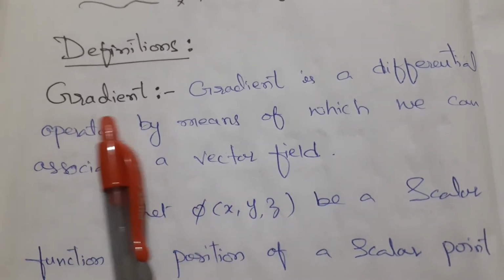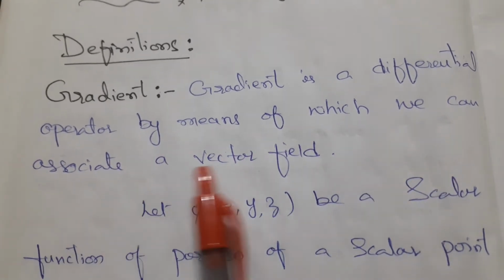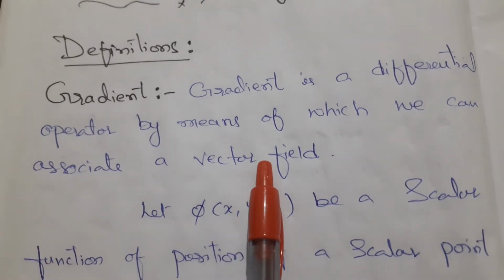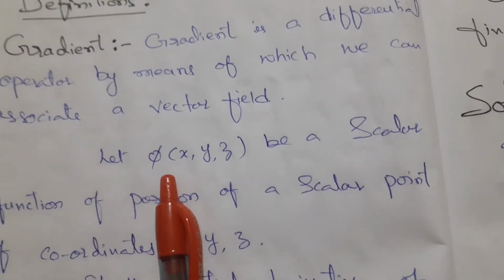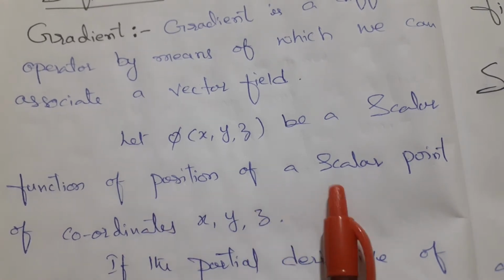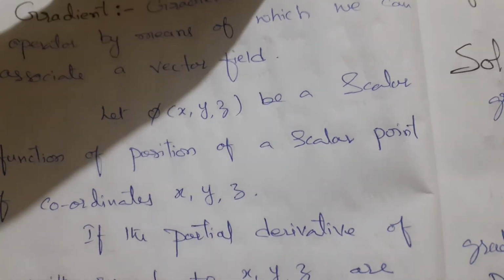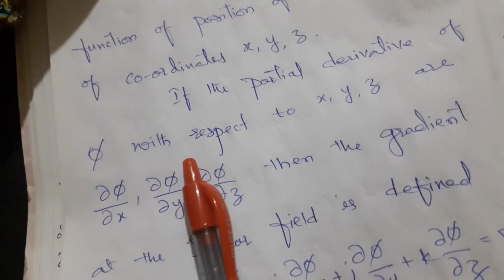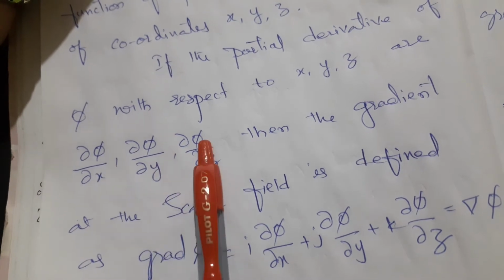Here, gradient is a differential operator by means of which we can associate a vector field. So when the del operator is operating on a scalar field, it gives a vector field. You have to remember this one. Let phi(x, y, z) be a scalar function of position of a point of coordinates x, y, z. If you do the partial derivative of phi with respect to x, y, z, we will get dou phi by dou x, dou phi by dou y, dou phi by dou z.